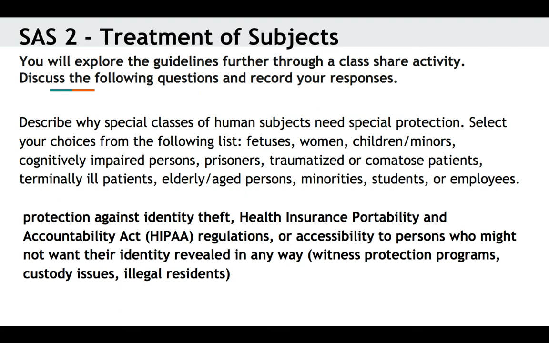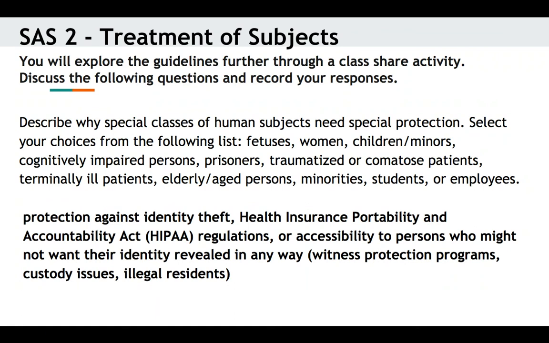Traumatized or comatose patients. Once again, those people cannot give good informed consent. They can't consent to something they don't understand or they can't even give consent to. Terminally ill patients are not in the frame of mind to do it because they'll do anything to try to save their life. Elderly or aged persons, some of them are stricken with diseases or infirmities that might prevent them from giving a good, solid consent to whatever it is they're doing because they may have, like, I don't know, Alzheimer's or Lou Gehrig's disease.